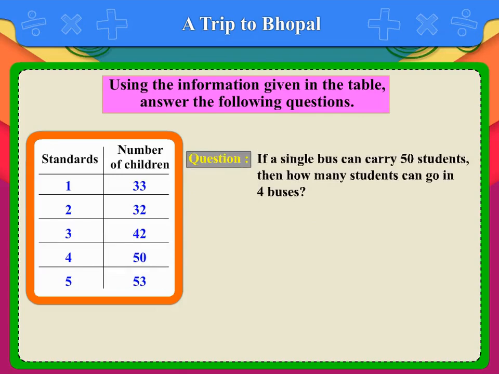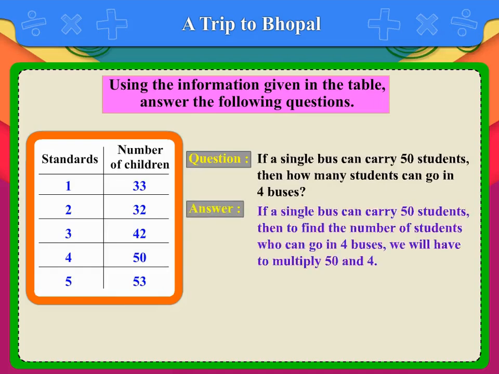Question: If a single bus can carry 50 students, then how many students can go in 4 buses? Answer: If a single bus can carry 50 students, then to find the number of students who can go in 4 buses, we will have to multiply 50 and 4. Product of 50 and 4 is equal to 200. So, 200 students can go in 4 buses.